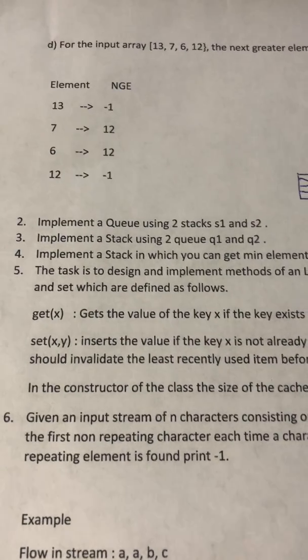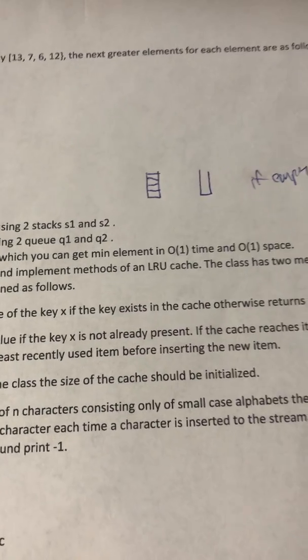Okay, so number 4, implement a stack in which you can get the min element in O(1) time and O(1) space. So I'm going to assume that the constraints are applied to the getMin method itself. So I'm just going to override a stack, and I'm just going to implement pop and push.